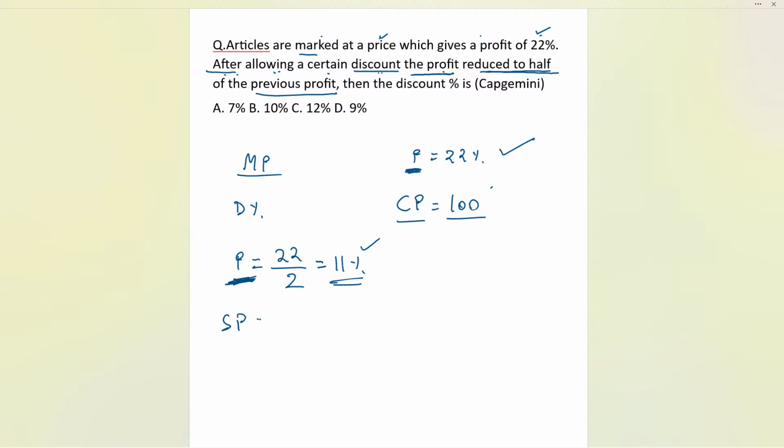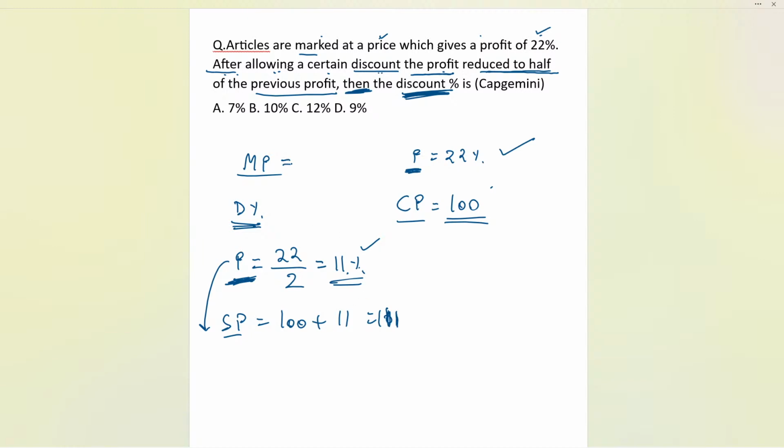So now the selling price after, why after? Because we need to calculate the discount, and in the second case we are asking the discount percent. So we have to find the selling price of the second case only. So now the selling price will be what? Profit 11%, cost price is 100. So it will be 100 plus 11% of 100, which is 11 only. It will be 111. Basically, we have got the selling price.